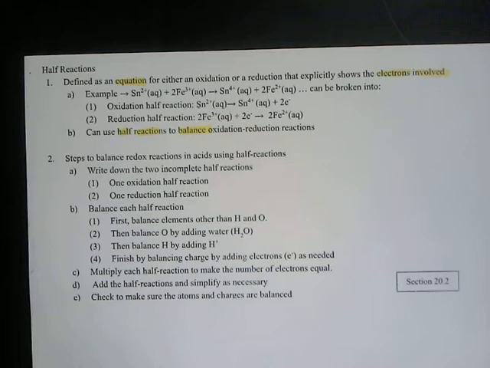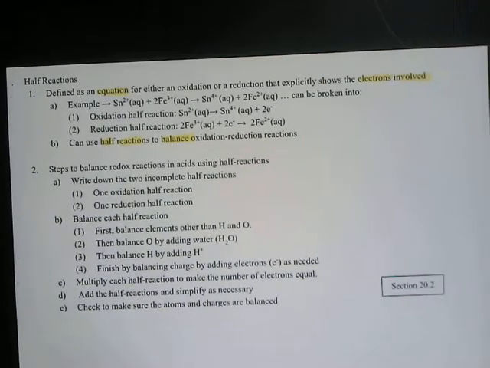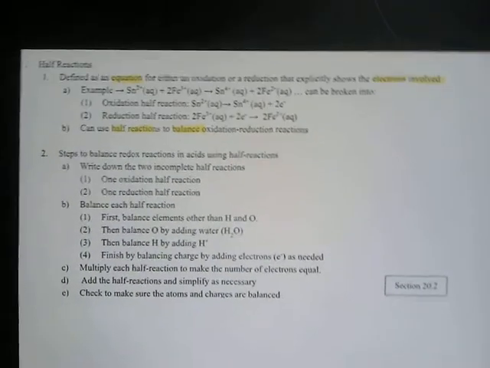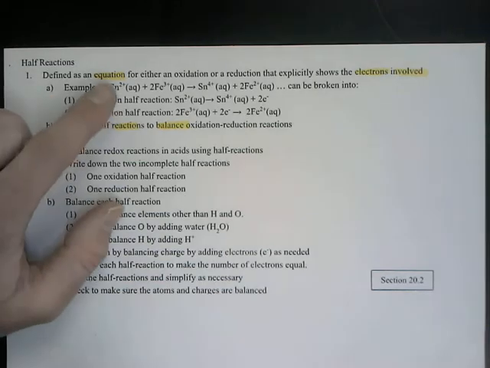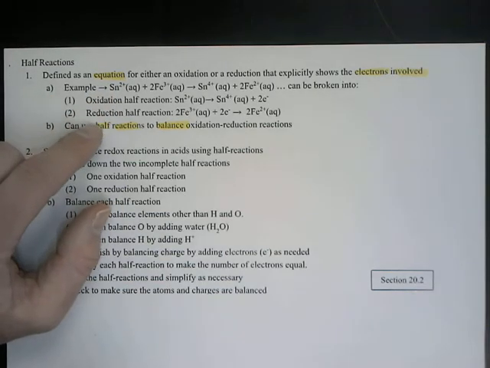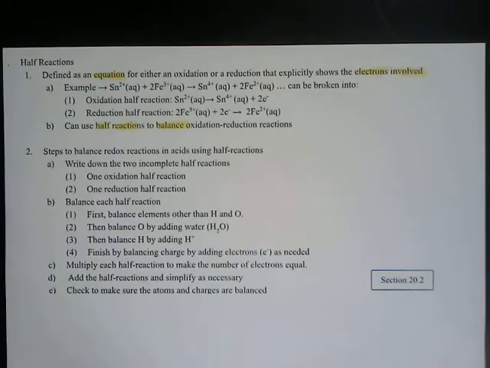So half reactions are defined as an equation for either an oxidation or a reduction that explicitly shows the electrons involved. You can see that example that I show with tin 2+ and iron 3+. Okay, so we can split this whole reaction here into two different reactions, the oxidation and the reduction half reactions.